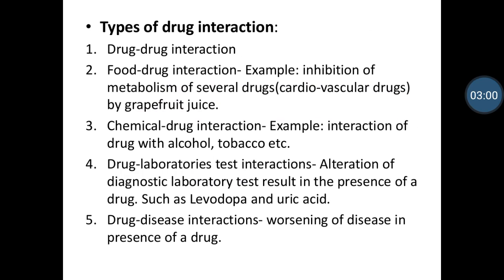Then the types of drug interaction. Type A is drug-drug interaction, meaning two or multiple drugs are involved. The second is food-drug interactions. When you take a certain drug and similarly you take some food which can produce a direct effect on the main medicinal drug, that is known as a food-drug interaction. Example: inhibition of metabolism of several drugs, that is cardiovascular drugs, by grapefruit juice.